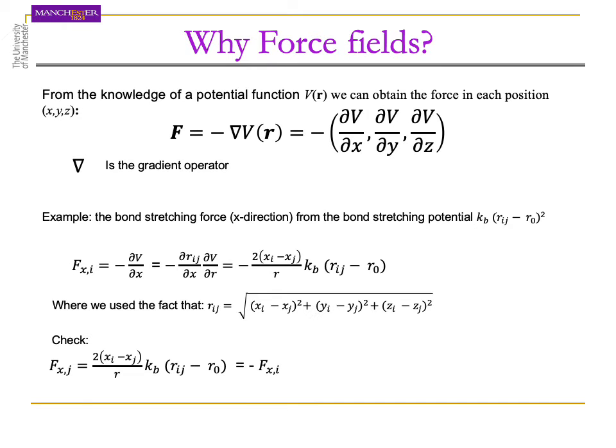But why do we call this interaction a force field? Because from the knowledge of the potential function V of R, we can obtain the force for each atom in each position x, y, z. And we do that by taking the negative of the derivative of the potential with respect to the position, using this operator, which is called the gradient operator.